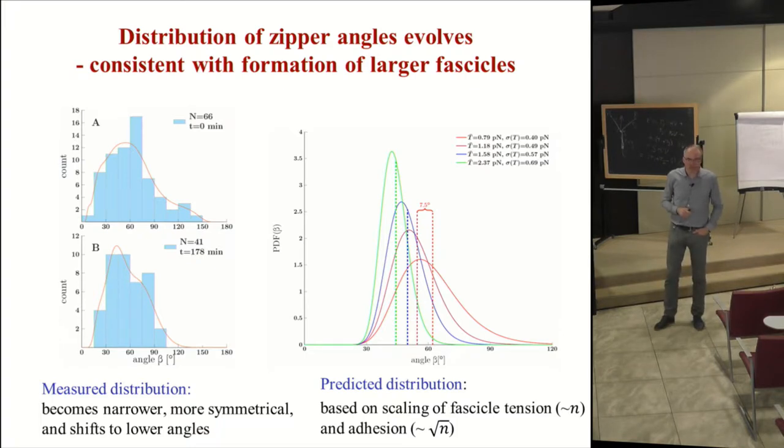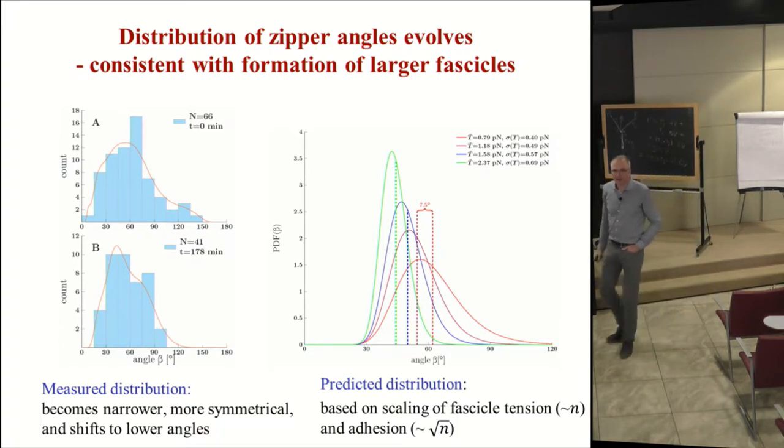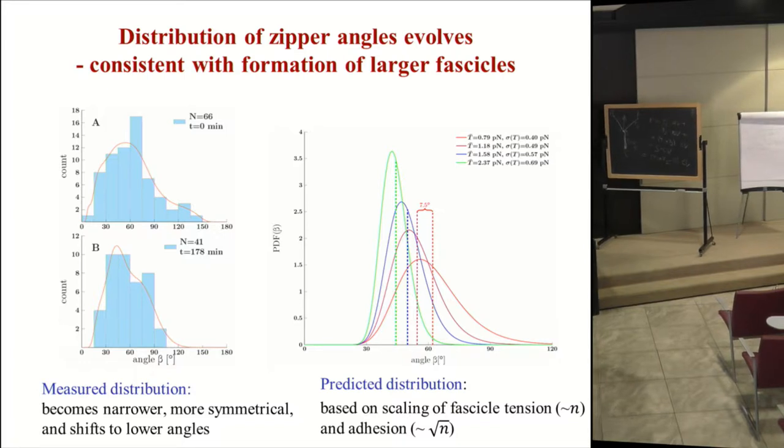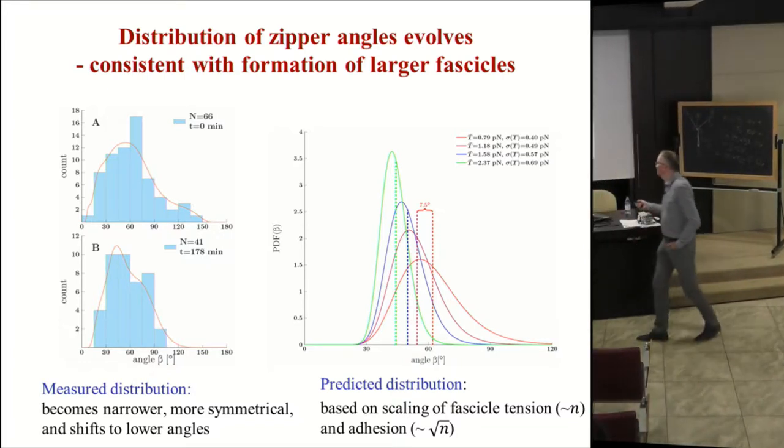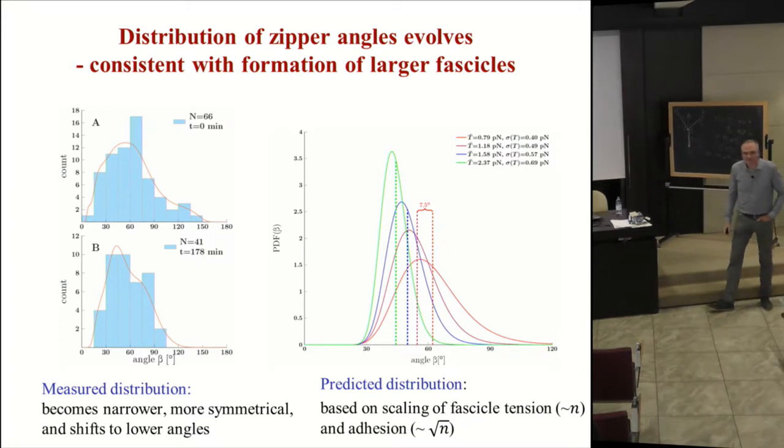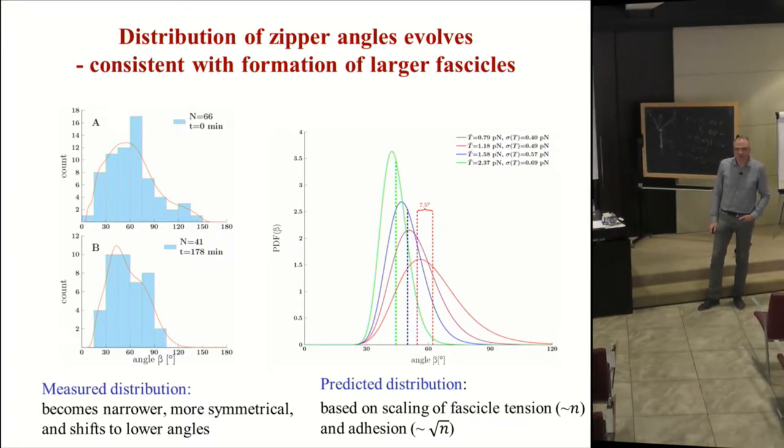Why does it move to lower values? You get it from the rescaling of the tension and the adhesion. It's because the fascicles get fatter, and so the adhesion is influenced less than the tension. Is that it? Yes. Okay.